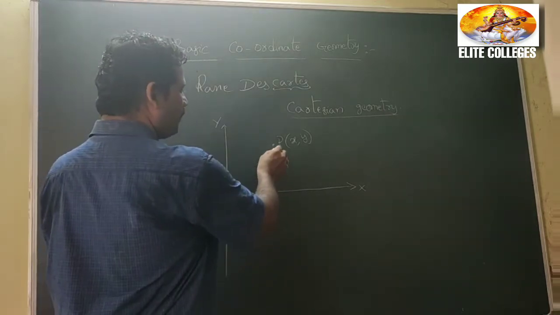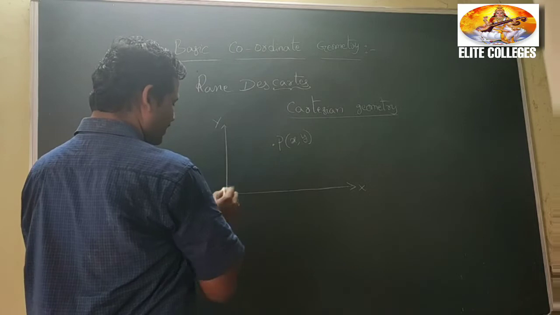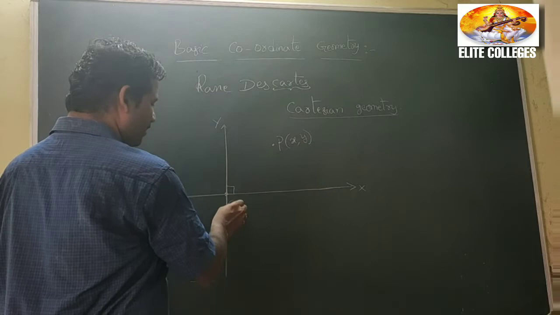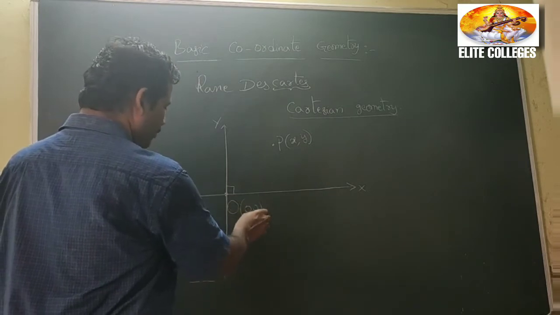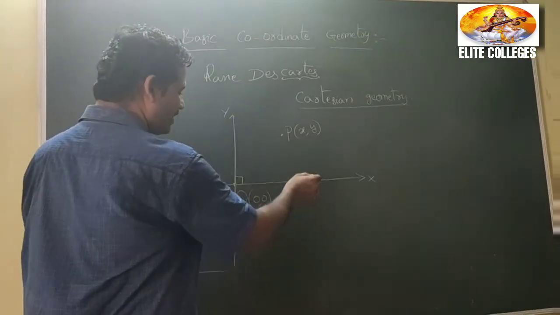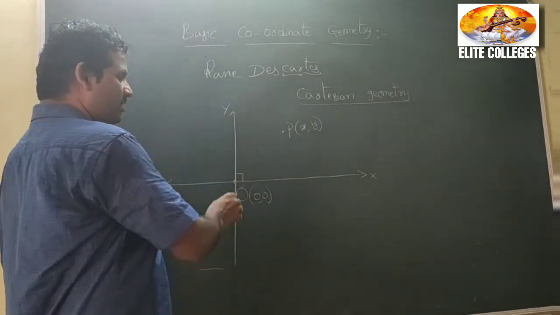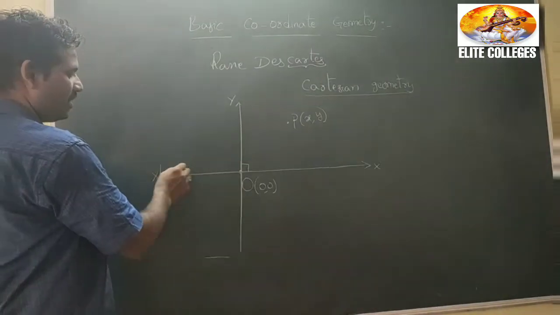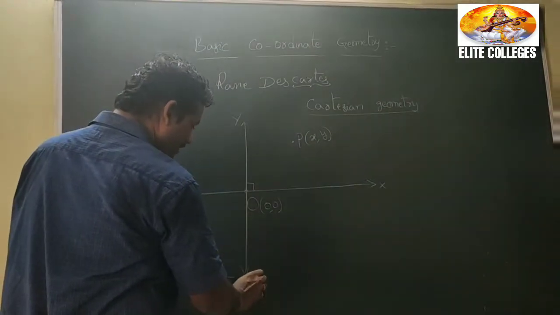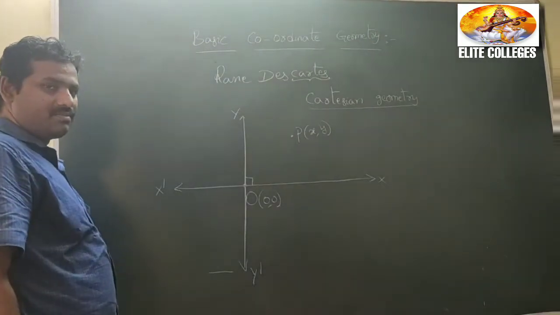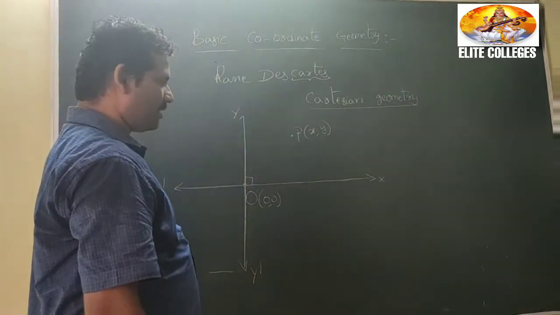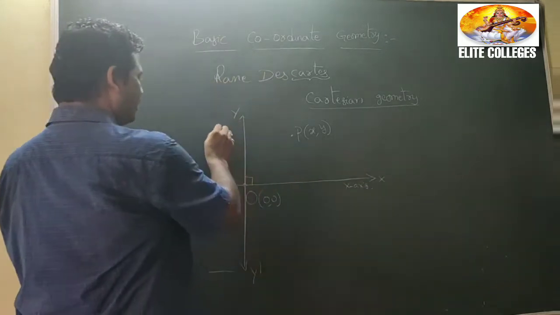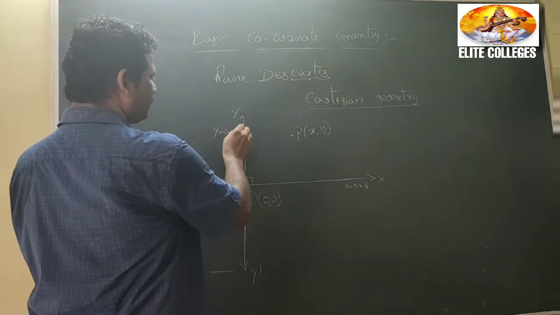So, with reference to two perpendicular lines, the x-axis and y-axis, the point of intersection of the x-axis and y-axis is called the origin, (0, 0). This OX is the positive x-axis, OY the positive y-axis. This is OX dash, the negative x-axis, and OY dash, the negative y-axis.